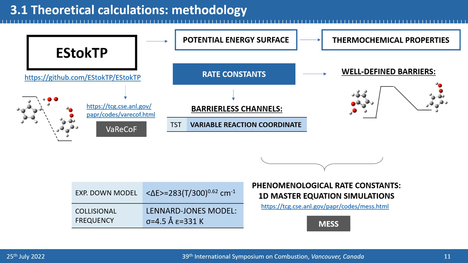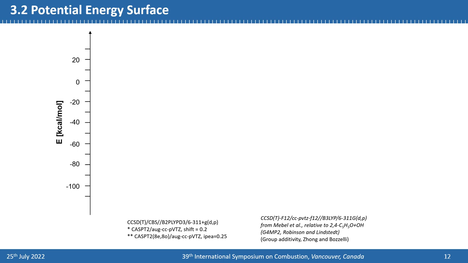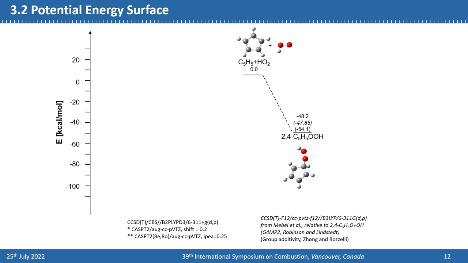I will now show the results for the potential energy surface. So the recombination of HO2 on cyclopentadienyl forms a well, relatively deep, about 50 kcal per mole. This well can eliminate the water, forming cyclopentadienyl.